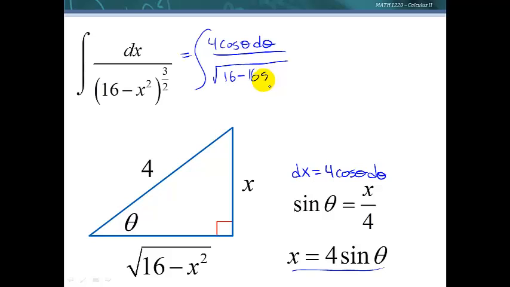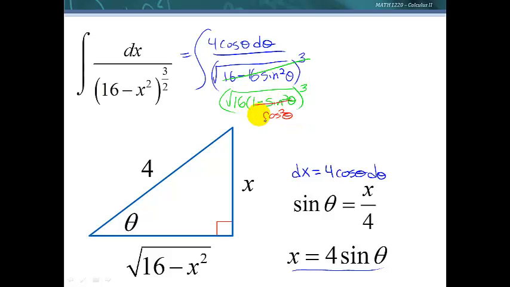So 16 sine squared theta, and then that needs to be cubed. So looking at this, let's work on simplifying the denominator. I have this radical, and I've got the 16 that I can factor out. That'll leave me 1 minus sine squared theta, and that's still cubed. Now we can take that, and we can replace the 1 minus sine squared with cosine squared theta.